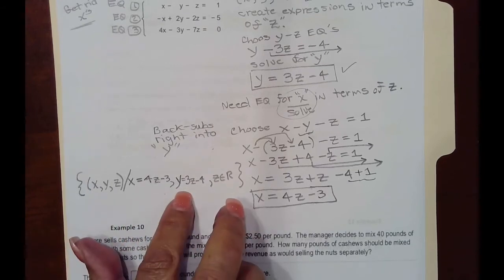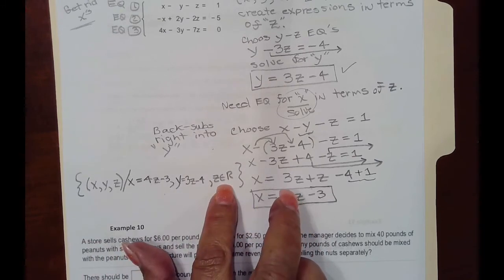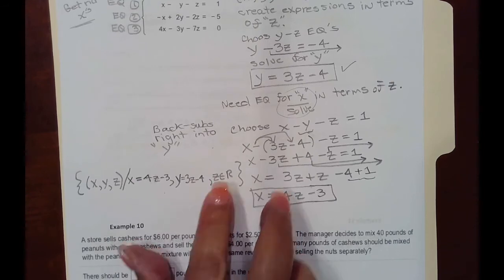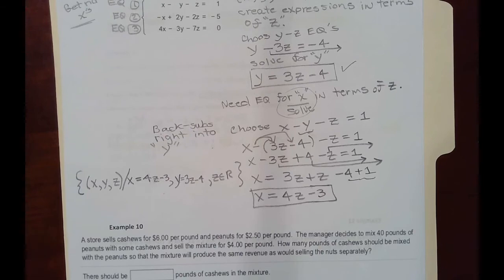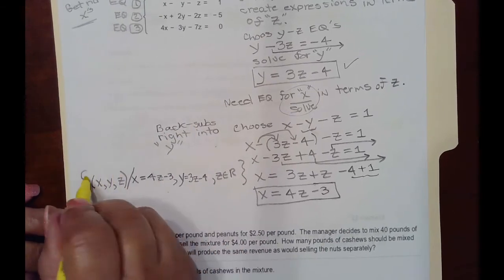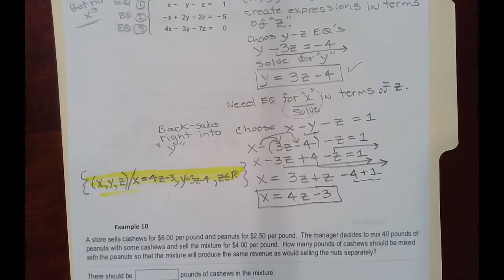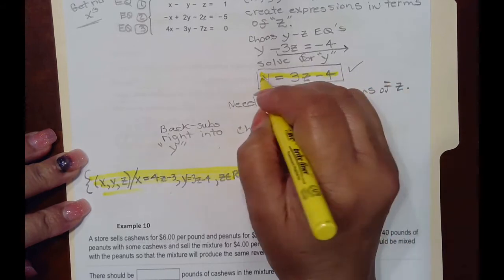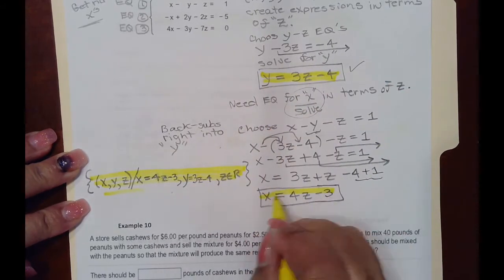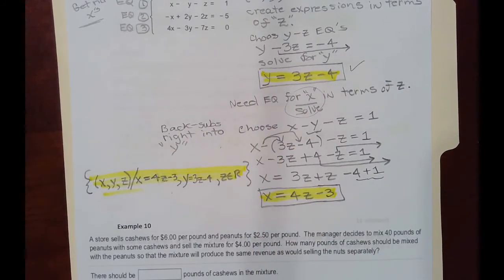It's kind of a pain to give your solution, but that is how you give the solution. You give expressions for 2 of them, and the last variable is the one that you are going to state can be any real number. Oh, that one's a doozy. Okay, and the y and the z came from this and this.